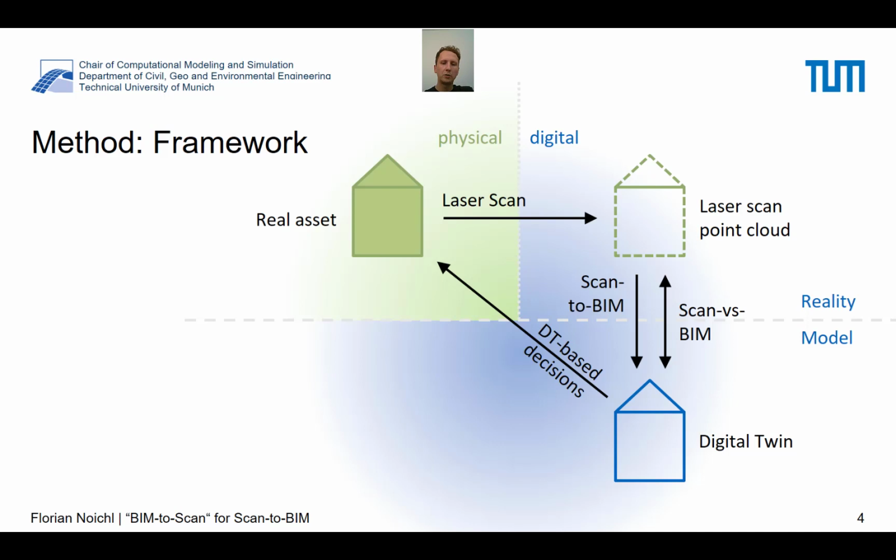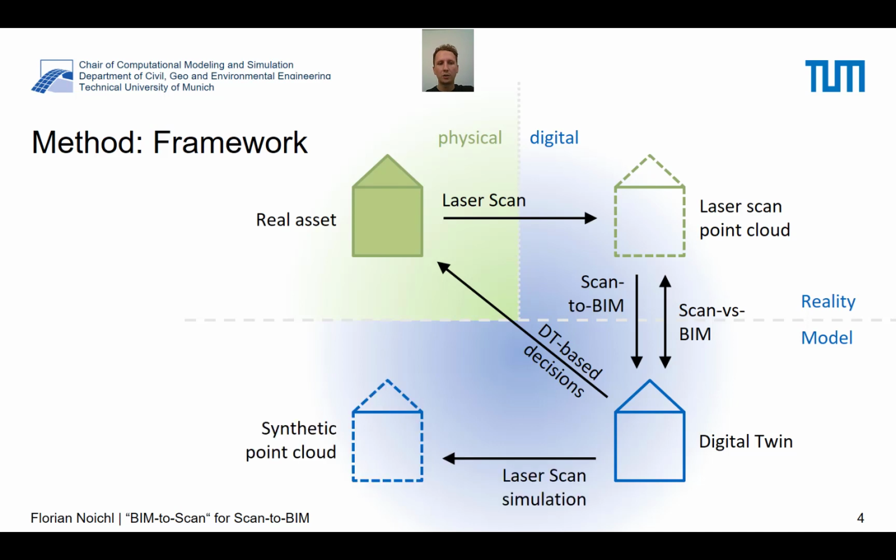To close the loop and really make it a digital twin, of course, we need to enable the bidirectional flow of information and include the decisions that we make based on the information that is contained in our digital twin. Now we extend this rather comprehensive and well-known definition by our own, where we introduce the laser scan simulation into the loop. By doing a laser scan simulation on the 3D model that is part of our digital twin, we create the synthetic point cloud.